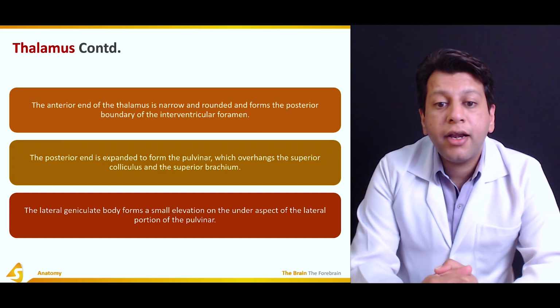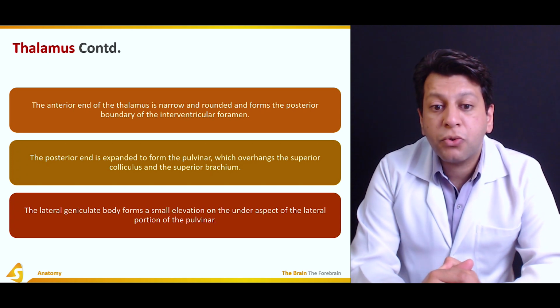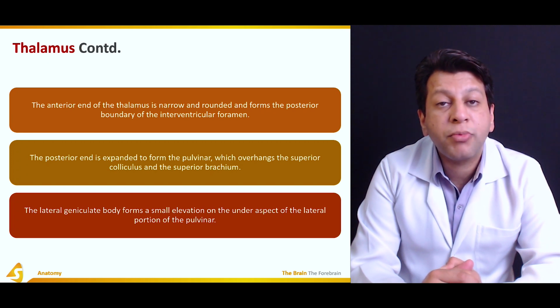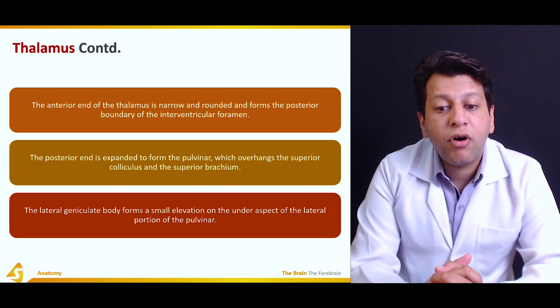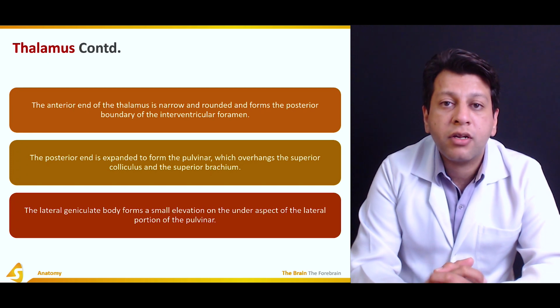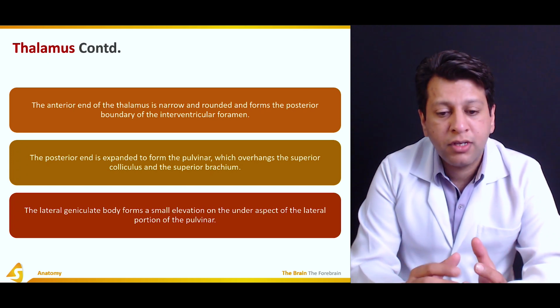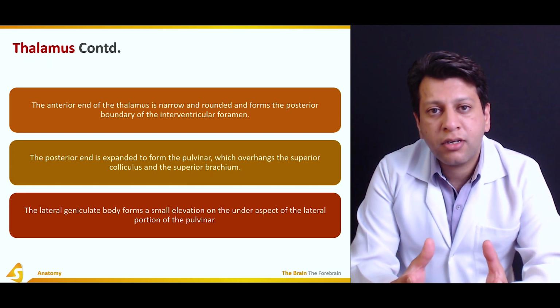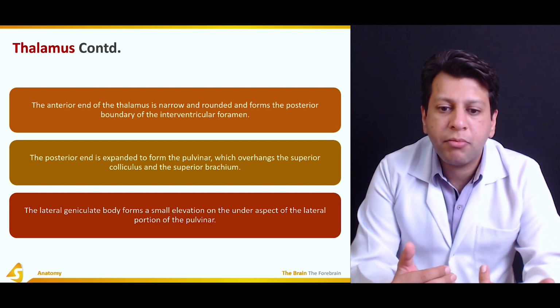The anterior end of the thalamus is narrow and rounded to form the posterior boundary of the interventricular foramen. The posterior end is expanded to form the pulvinar which overhangs the superior colliculus and superior brachium. The lateral geniculate body forms a small elevation on the upper aspect of the lateral portion of the pulvinar. Now if you appreciate, it's an egg-like or ovoid shaped structure. Anteriorly, it consists of different nuclei. Posteriorly, there is the lateral geniculate body and medial geniculate body.